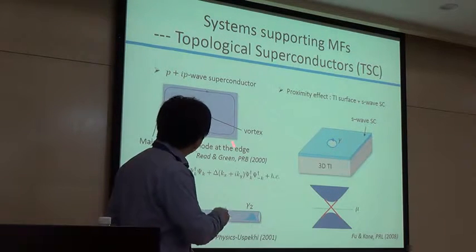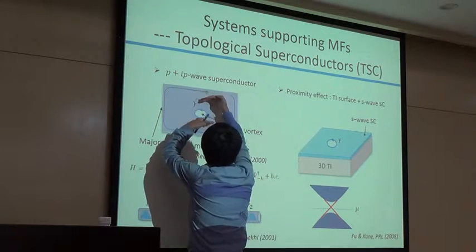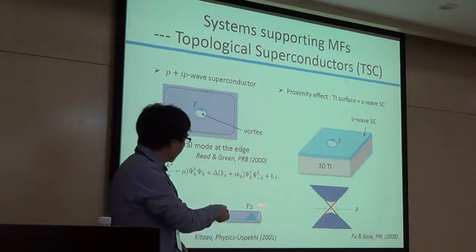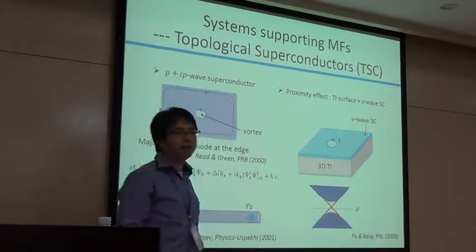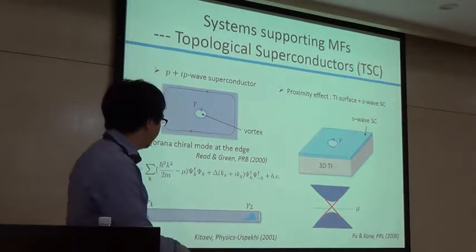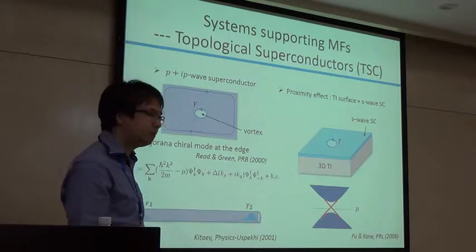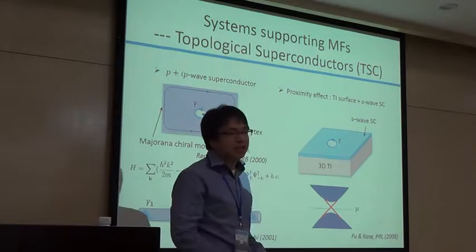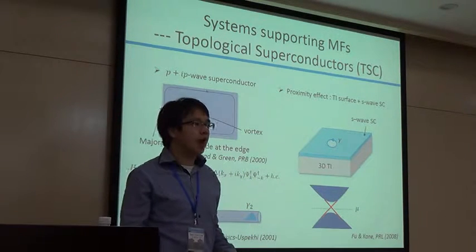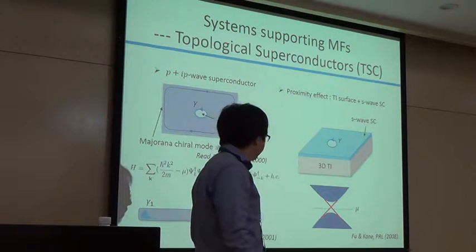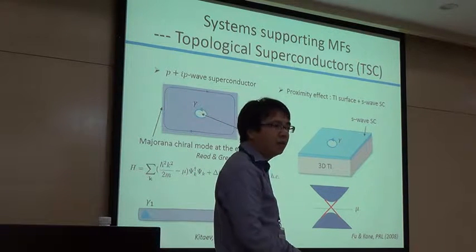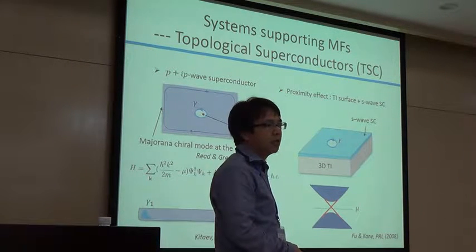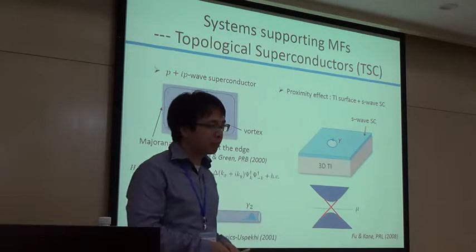And of course, you can do this in 1D, which is you make this narrower and narrower. Actually, then you have Majorana staying at the ends of the 1D wire. So this is a proposal by Kitaev in the year 2001. So these are the P-wave superconductors. But in reality, it's extremely difficult. After a long time of more than 15 years now, we still don't have a solid example of this type of p plus ip superconductor.